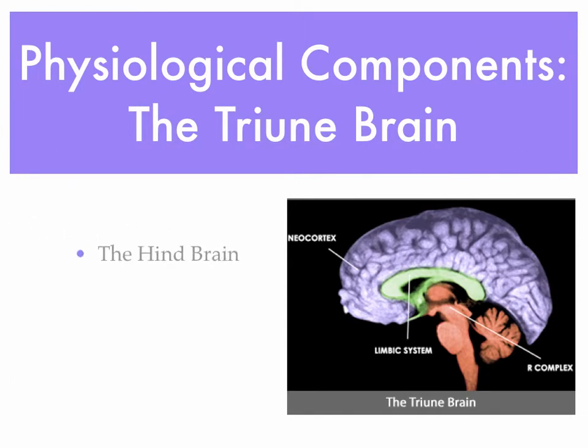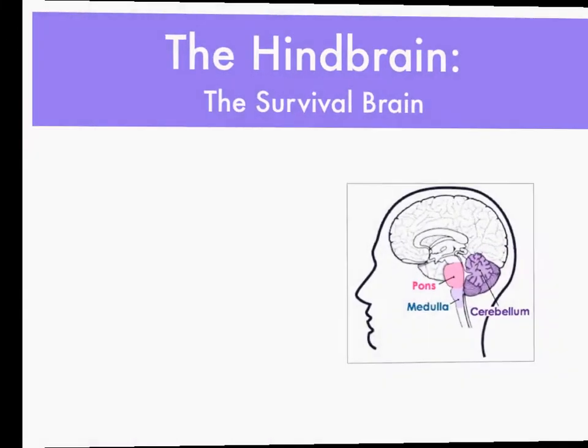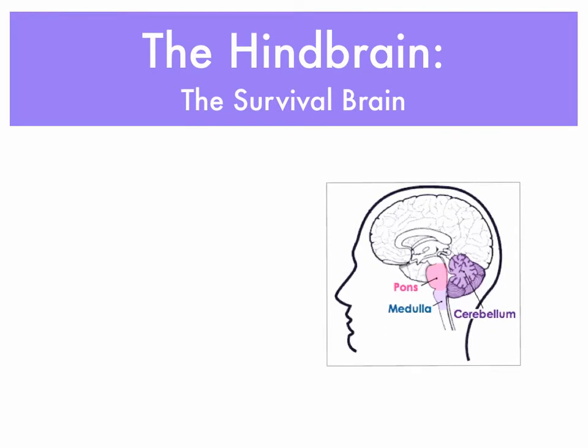The triune brain consists of three parts. The first, the hindbrain, then the limbic system, and the neocortex. The hindbrain is also considered the survival brain. It has three parts: the medulla, the pons, and the cerebellum.